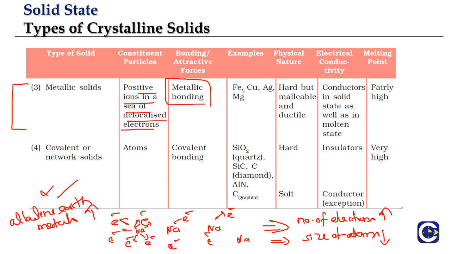So if you look at most of the metals, they will have the metallic bonding, whether it is iron, copper, silver, magnesium. They are hard because the nature of the interactions are strong. But one of the differences between the metallic solids and the ionic solids is ionic solids are brittle, but the metallic solids are both malleable and ductile. We can draw them into thin wires and extend them into very large sheets. And these will be conductors in both solid state as well as in the molten state. Why? Because they have free or mobile electrons, and the melting points will be fairly high. Like if you look at most of the metals, their melting points will be very, very high.